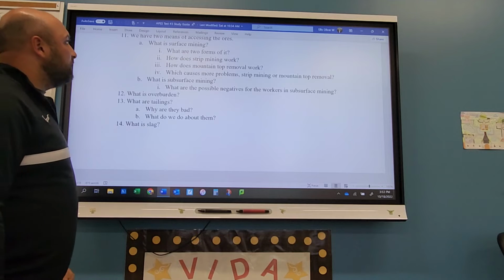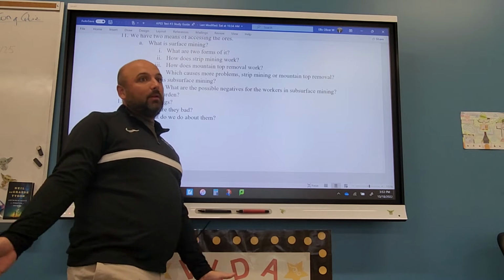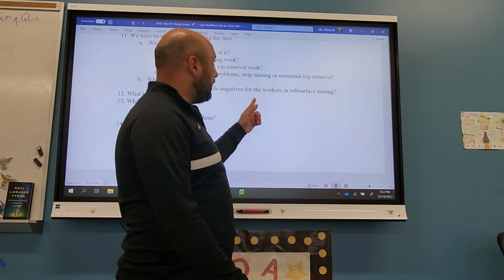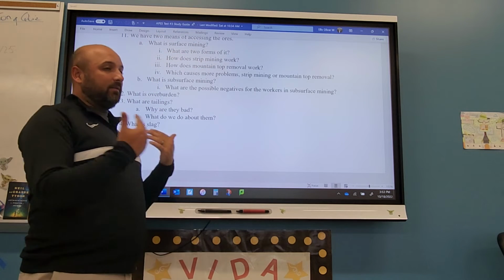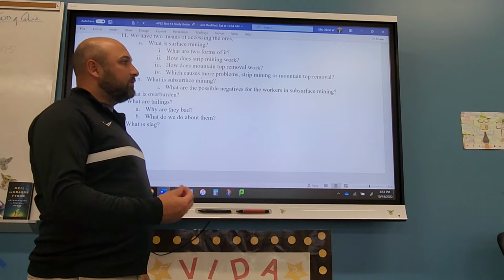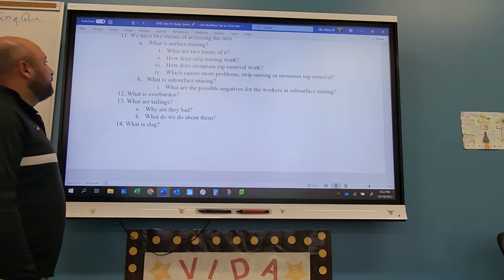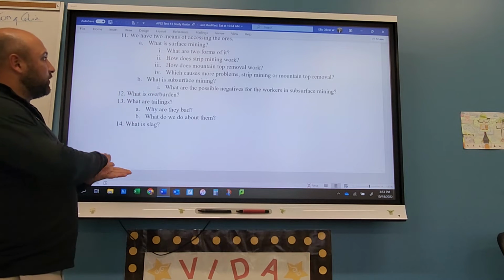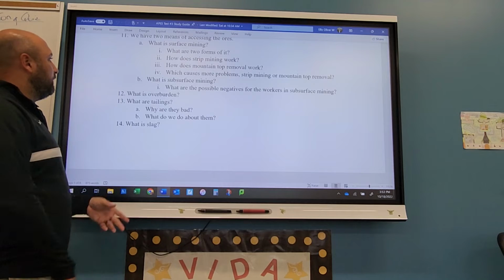And what are the possible negatives for them working there? Well, they can become trapped. They also breathe in nothing but toxic chemicals from all that coal down there, which can cause cancer or respiratory issues, all those kinds of things. What is overburden? That's just the dirt on top of the ore you're trying to mine.